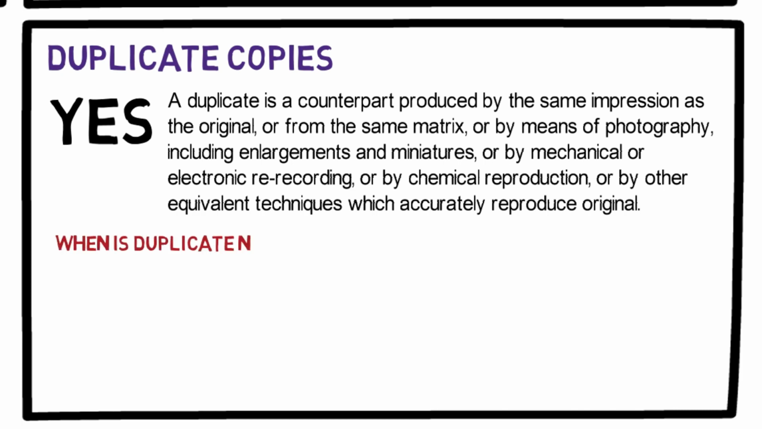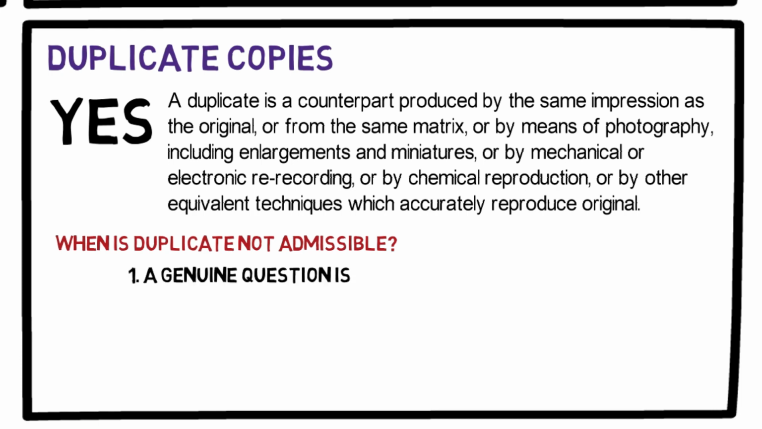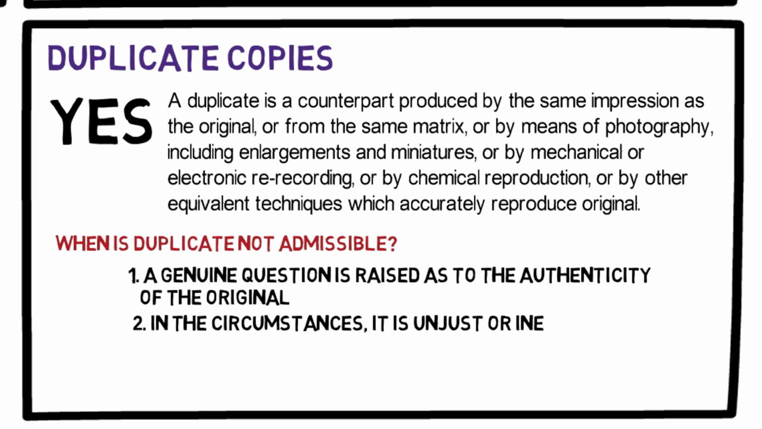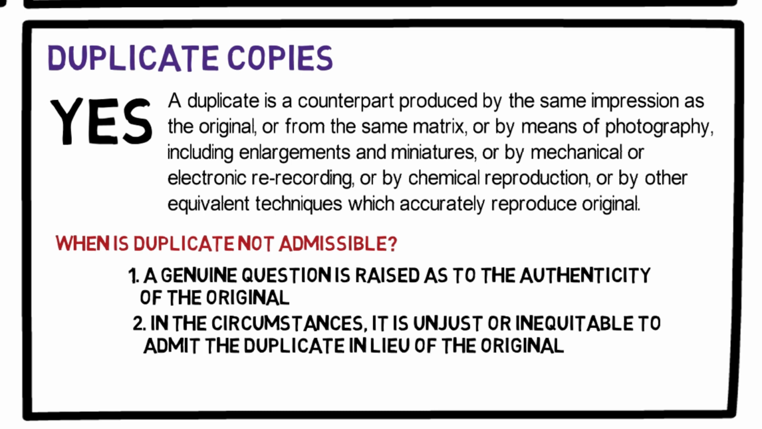When is a duplicate not admissible? First, a genuine question is raised as to the authenticity of the original. For example, it was alleged that the so-called original is fake. Pag fake po ang original, fake din po yung duplicate. Second, in the circumstances, it is unjust or inequitable to admit the duplicate in lieu of the original.